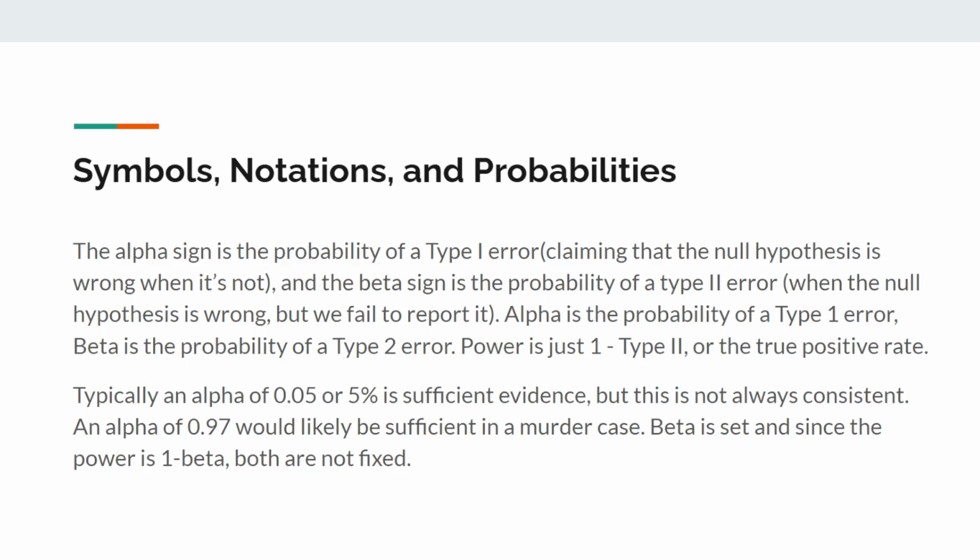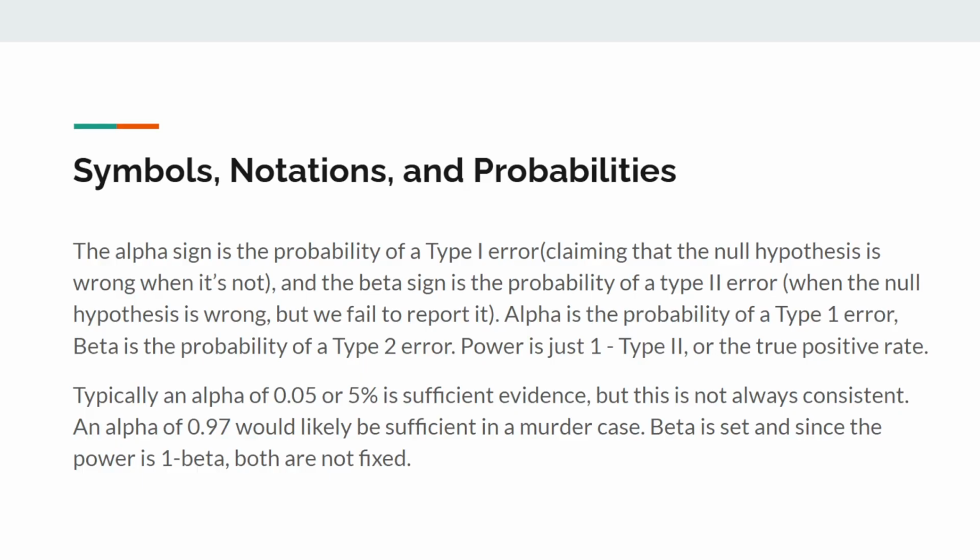So the alpha sign is kind of like a confidence interval. No, it's not a confidence interval. It's the probability of a type 1 error. Oh no, it's the complement of the confidence interval. No, it is the confidence interval, but in probability instead of standard deviations. So the beta sign is the probability of a type 2 error, which is just 1 minus alpha. So alpha is the probability of a type 1 error, beta is the probability of a type 2 error.